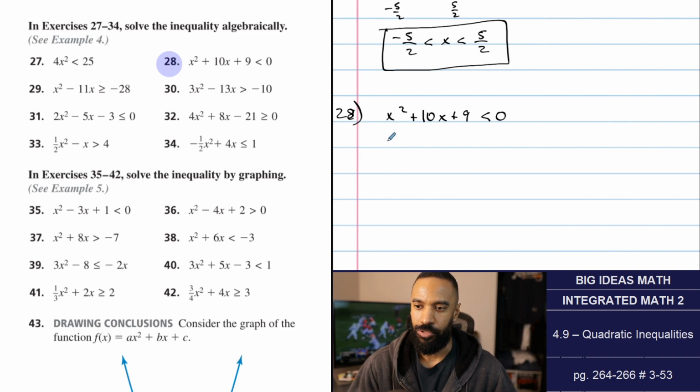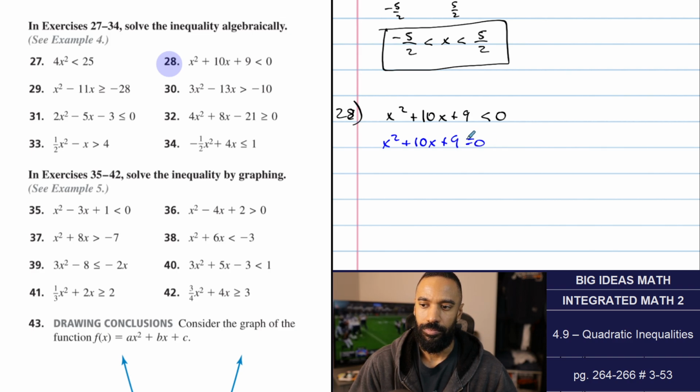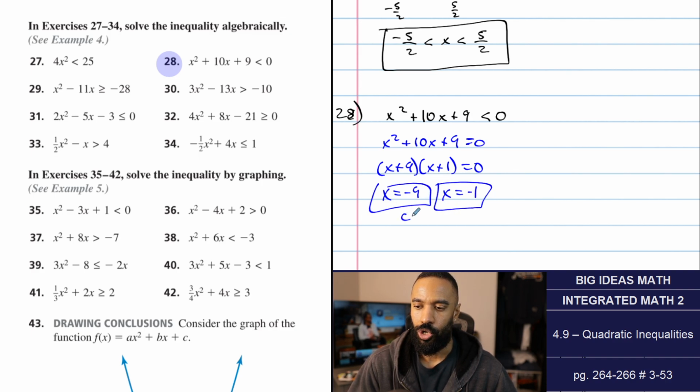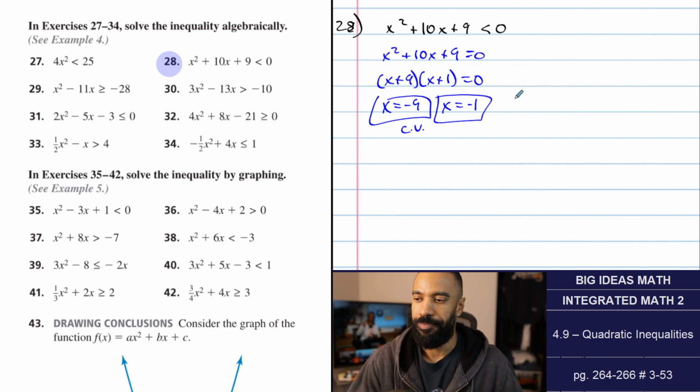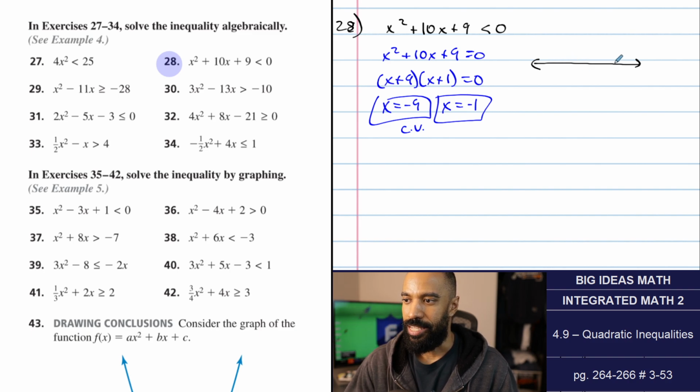For critical values test, we set this equal to 0. We factor it, x plus 9, x plus 1, and you solve using zero product property: x equals negative 9, x equals negative 1. These are your critical values. These are your x-intercepts of a would-be graph. Now, the idea to me, personally, would be to do this.